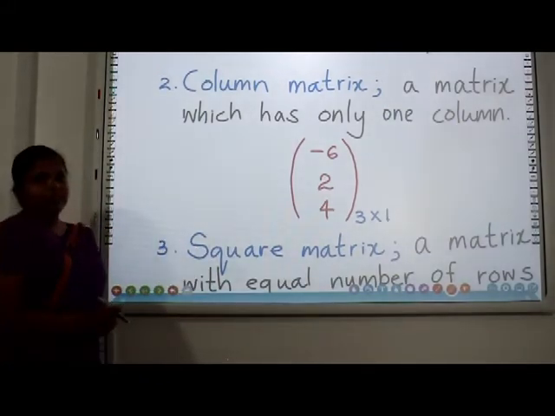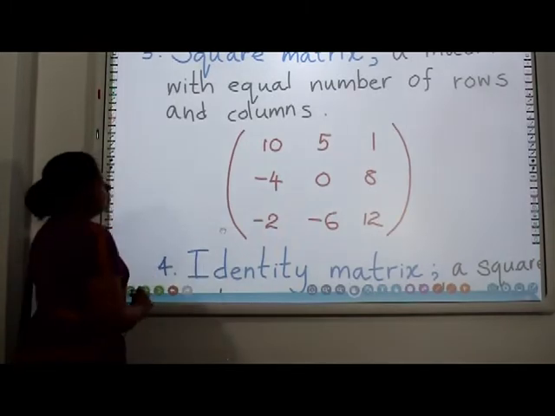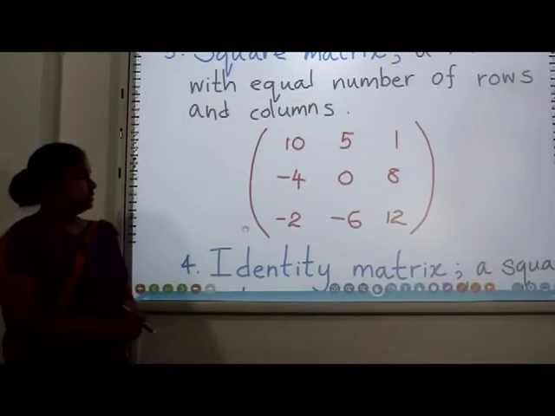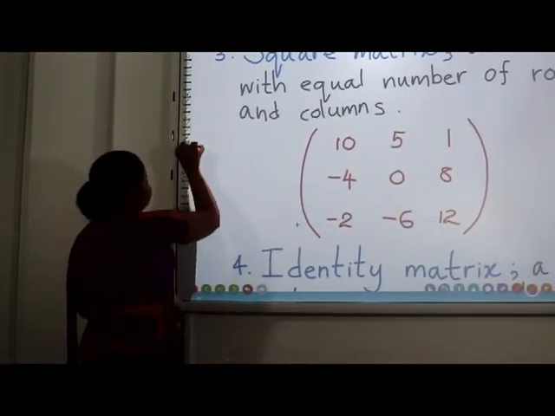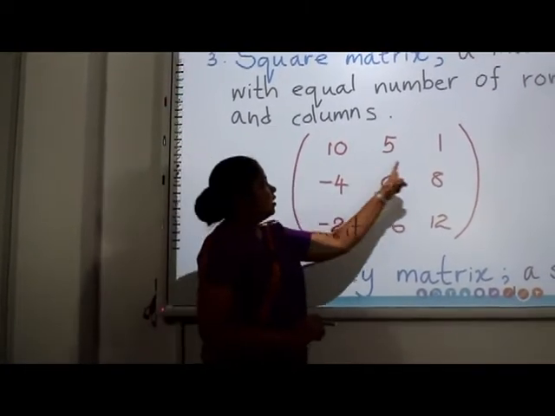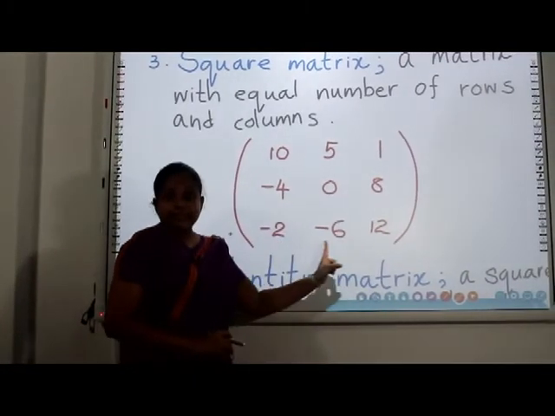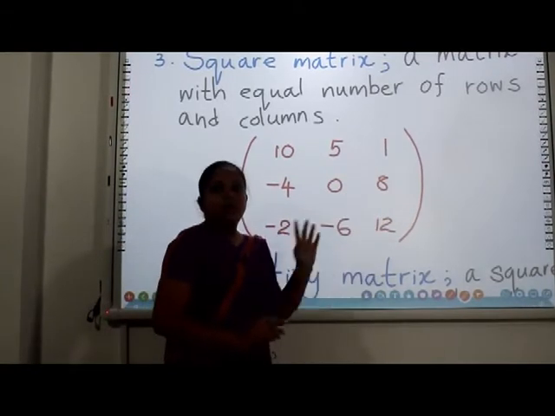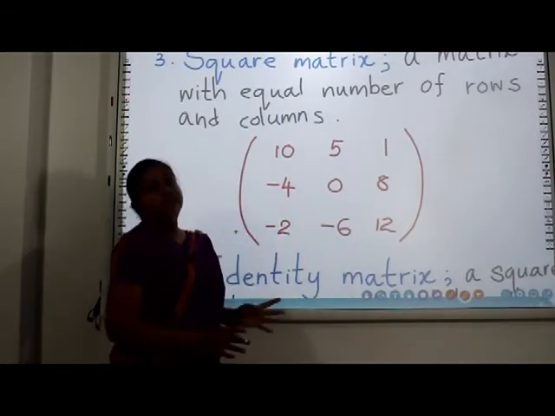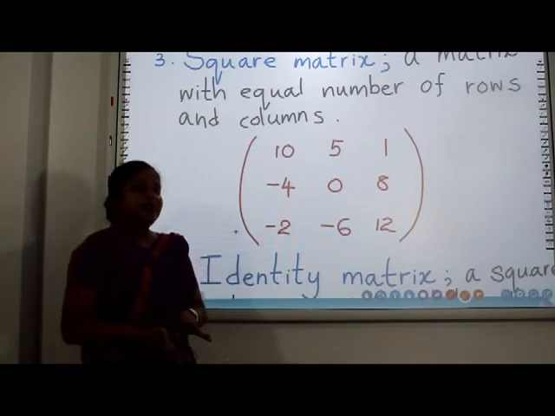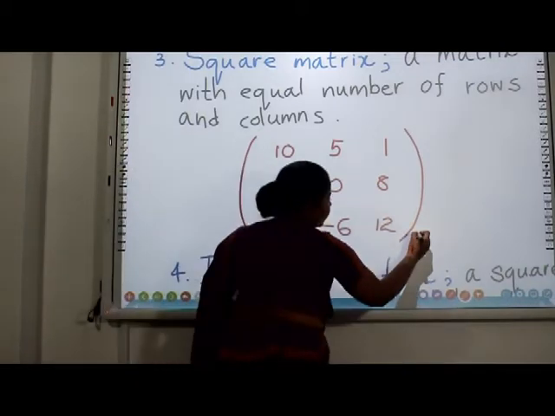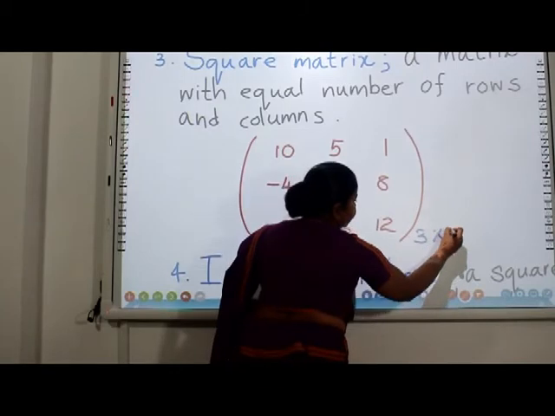Next type is a square matrix. A matrix with equal number of rows and columns. Now in this example, you can see there are 3 rows and 3 columns. Now the number of rows and number of columns are the same. Such matrices are called square matrices. Now when writing the order you can feel that.